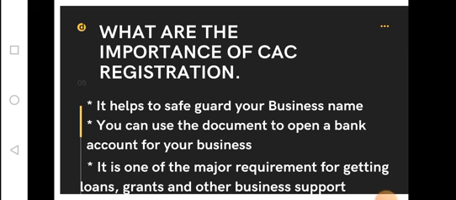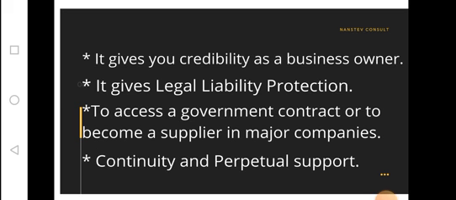Sometimes, not only money, you may need to join an association, you may need some support or some teaching, and some of them will require a business name. In fact, right now, if you want to place some of your business on e-commerce stores like Jumia and what have you, you must submit your business name registration. So it's very important.